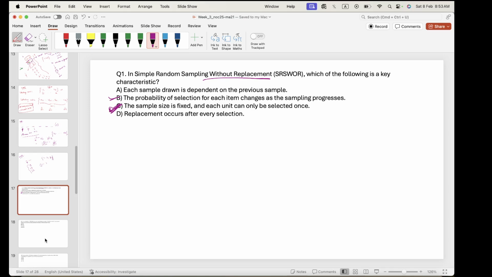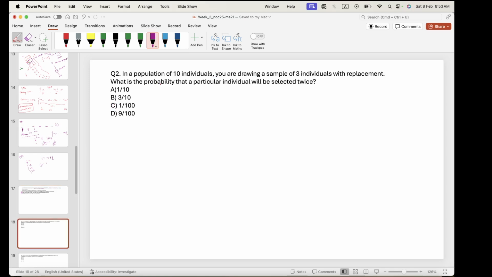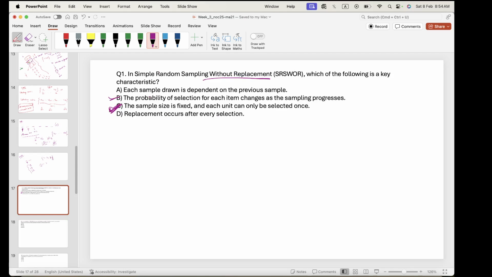Then we'll see. If a question like this comes, put more preference on C related answers, because B does happen, but maybe it's not correct to list it out like this. Sample size is fixed, and each unit can only be selected once is the key feature. If somebody asks, then each unit can be selected only once, that just is thrown away. Yes, without replacement.